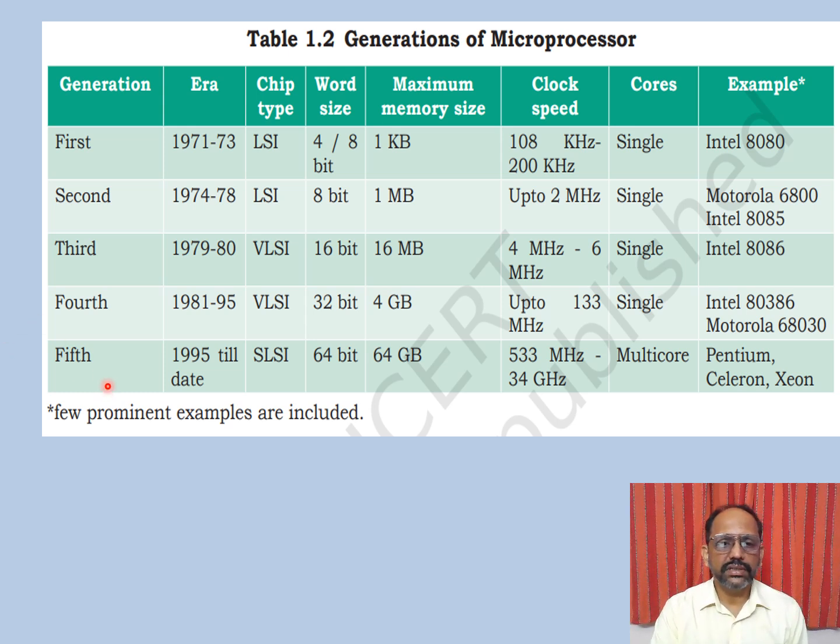The 5th generation started in 1995, and till date we are in the 5th generation of microprocessors. SLSI kind of microprocessor chip was used, and the word size capacity is 64-bit. The maximum memory size is 64 GB. Clock speed has increased to 3.4 gigahertz, and it is a multi-core microprocessor. Examples are Pentium 1, Pentium 2, Pentium 3, Pentium 4, i3, i5, i7, etc.